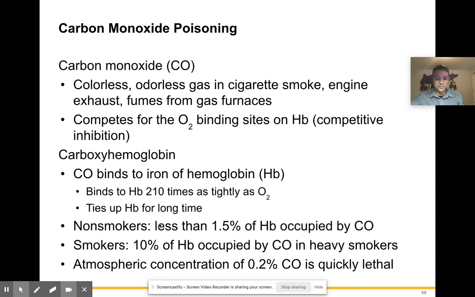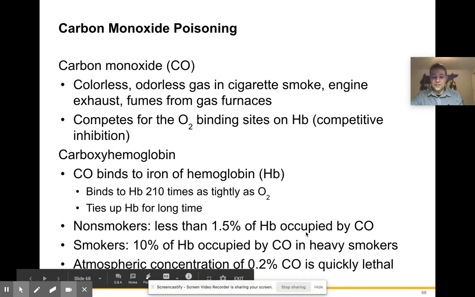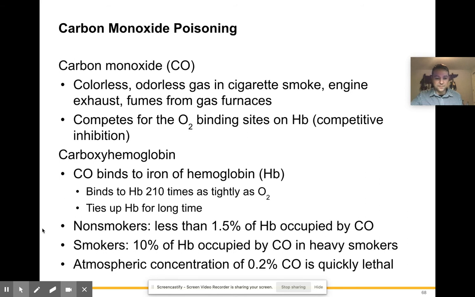For non-smokers, less than 1.5% of hemoglobin is occupied by carbon monoxide. That's a good thing. That means 98.5% of your hemoglobin is working properly, getting oxygen to where it needs to go for someone who's a non-smoker. For someone who is a smoker, 10% of hemoglobin is occupied by carbon monoxide. That's insane. 10% of hemoglobin is occupied by carbon monoxide in people who smoke heavily. That's a lot. It's 10 times worse than if you did not smoke.